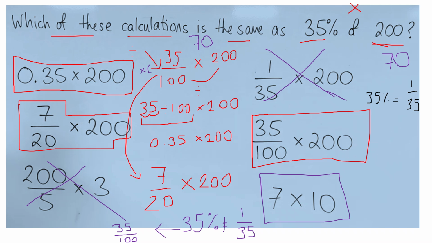And if you don't believe me, which I'm sure you do, plug it into your calculator and convert them both. If I do 1 divided by 35 and then times it by 100, we get 28.571427%, and then we see 35% is 35 divided by 100, which is 0.35. So that is just to make it clear that this is not equal or equivalent to 35%. But hopefully that makes sense.